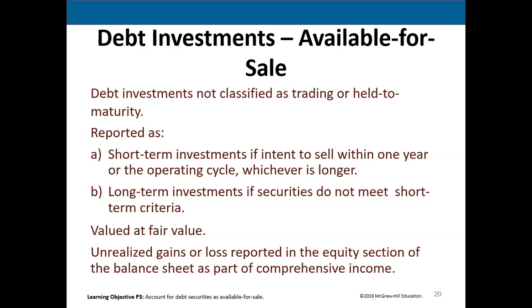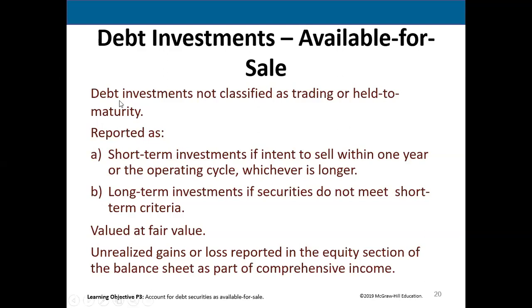Same with held to maturity. Now, held to maturity, we're not going to sell. We're holding those things till they mature. So we report them at what we bought them at, and when we get the money at the end, we take them off our books. But what about debt securities, bonds we buy that we're not going to sell really quick and we're not going to hold to maturity? We have this catch-all in the middle category called available for sale.